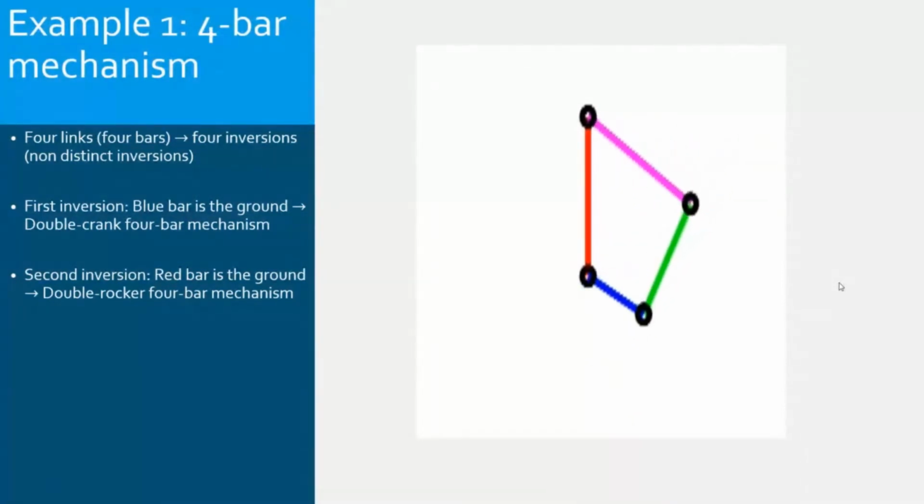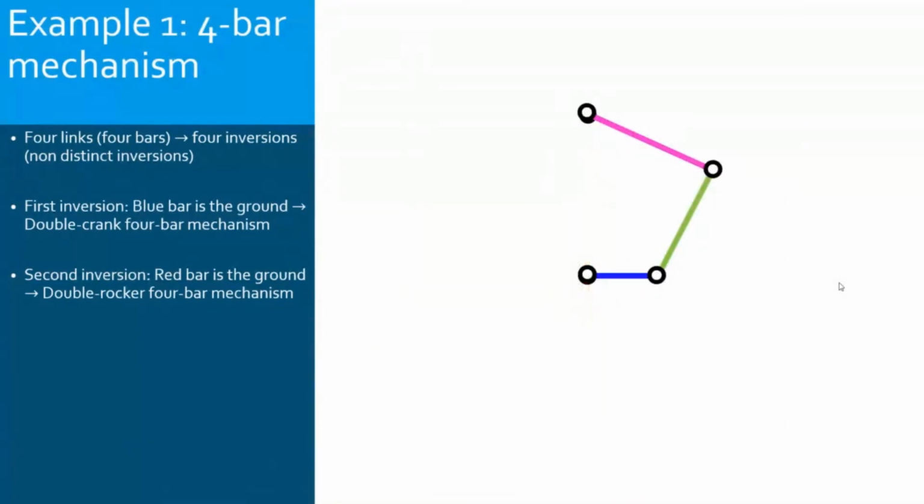Okay. Now again here, when we represent this one, we ignore the bar that is the ground. We don't represent it. What we schematize is only the connections with the ground.